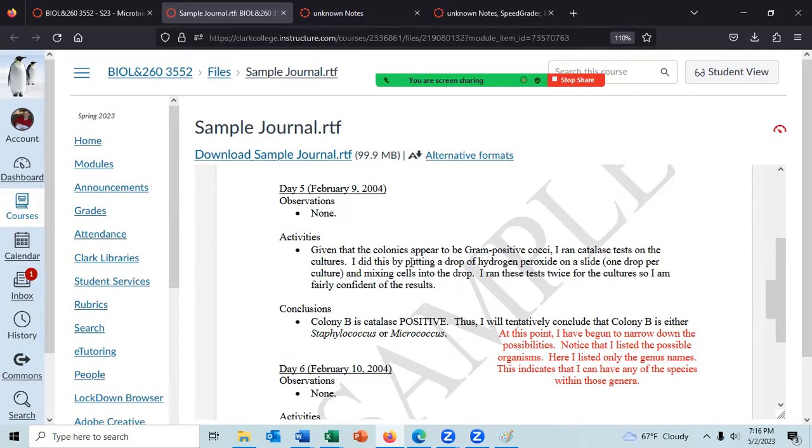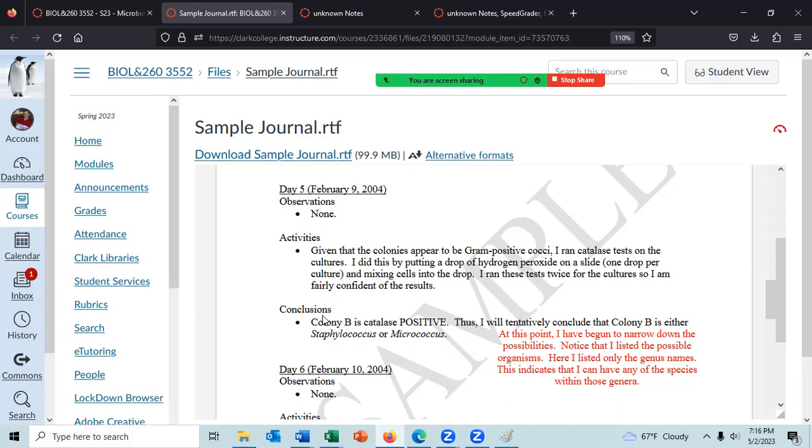Here on this day, he's got observations, none. Activities, he's going to start hydrogen peroxide test, which is the catalase test. And conclusion was Colony B was catalase positive. So like I said, for each day, like February 9th, 2004, you should have at a minimum your activities, what activities or tests you're asking for, what observations you have on that day, which may be none, and then the conclusions, which also may be none. And he's got it set up observation first, activities, and then conclusions.